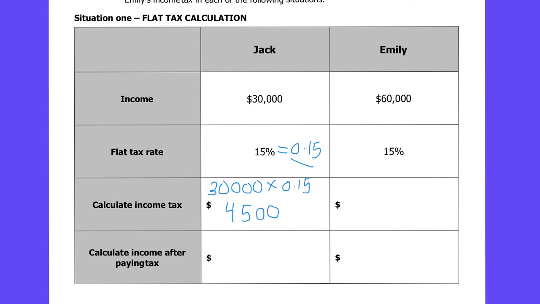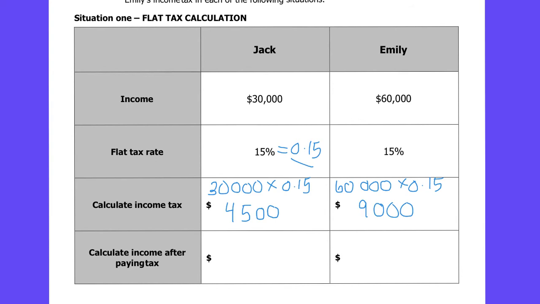Now let's do the same for Emily. She's got a salary of 60,000, and we're also using that same flat rate of 15%, so decimal 0.15, and so her tax is going to be 9,000.